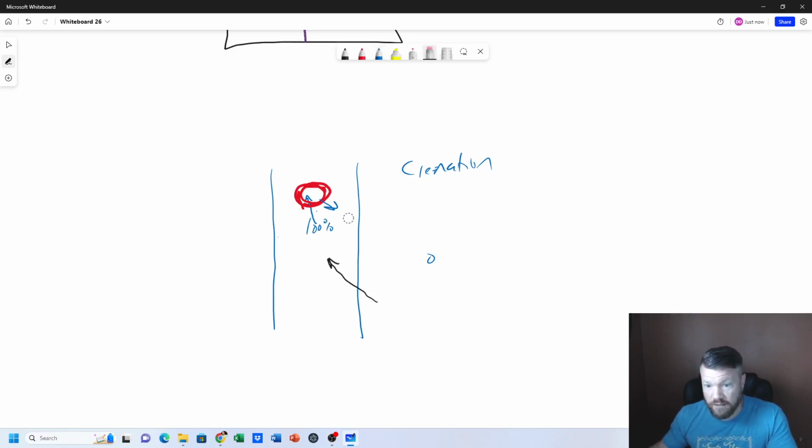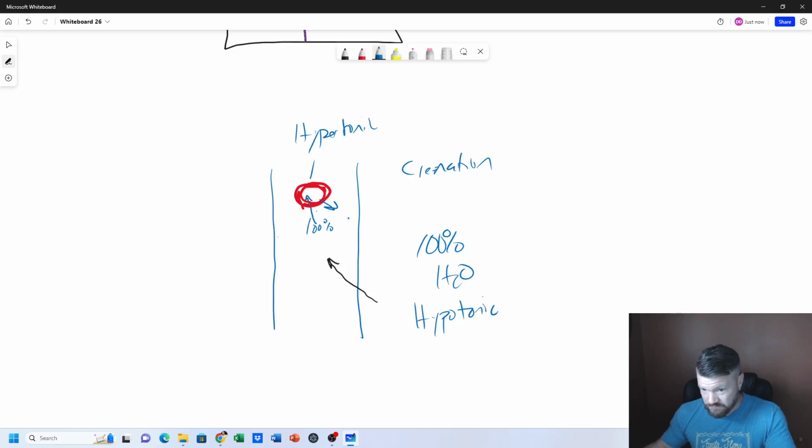So if I go back to my 100% water situation, if you injected that pure water, it is definitely hypotonic to the red blood cell, right? It would be hypotonic to everything in there. The red blood cell would be hypertonic, right? And if there's a semi-permeable membrane, water will always move from hypo to hyper, right? And I hope that makes some sense.